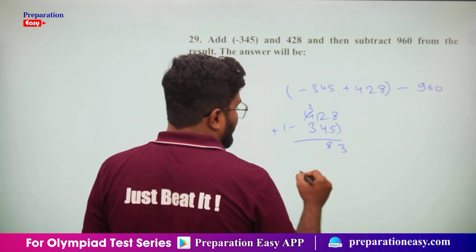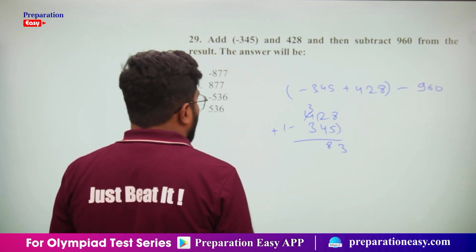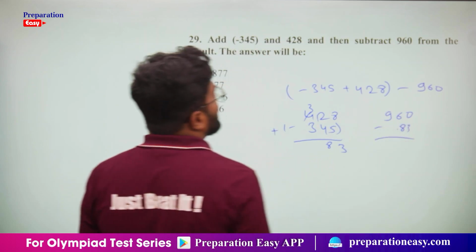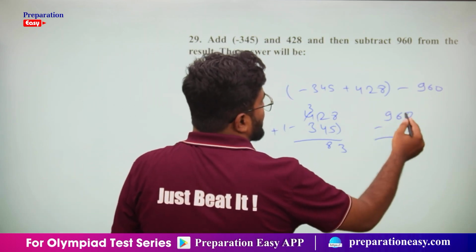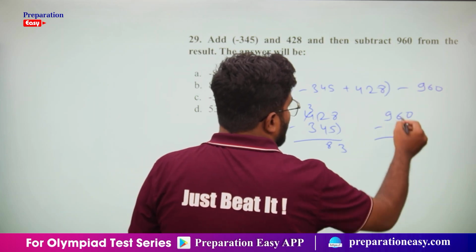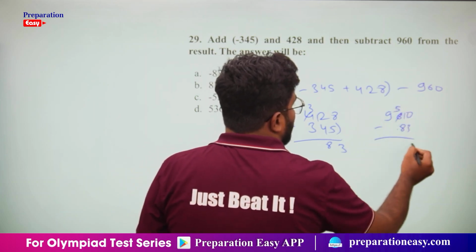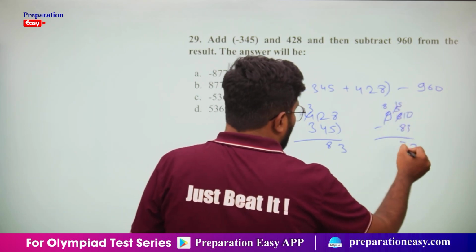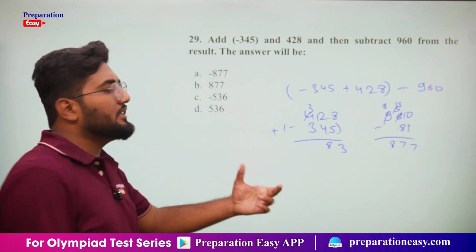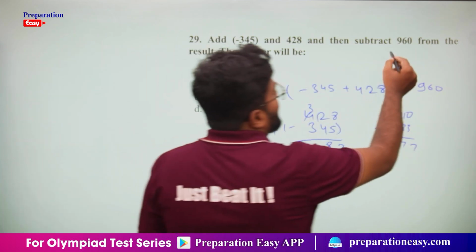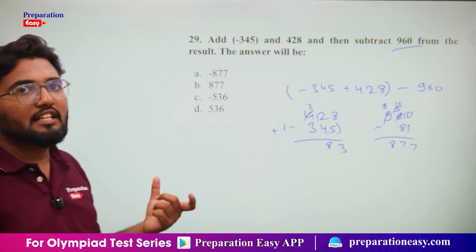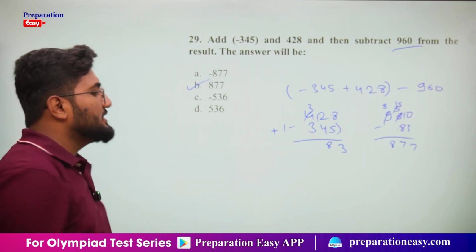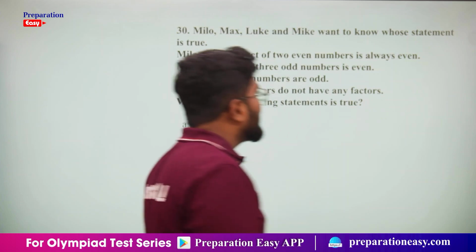Now 960 minus 83. 0 minus 3 not possible. So 5, 10, 7, 8. It would become 15. So 7 and 8. The answer should be 877. We have to subtract the number from 960, and 960 is positive. So 960 minus 83 would be plus 877. Okay. Going towards the next question.